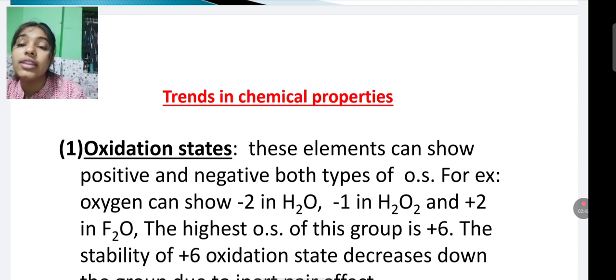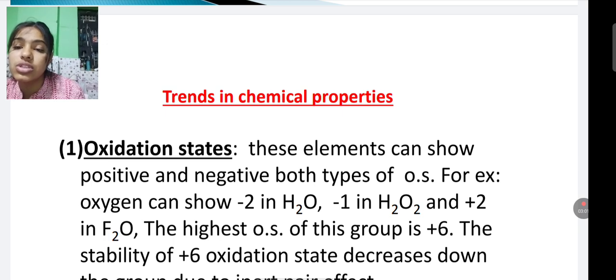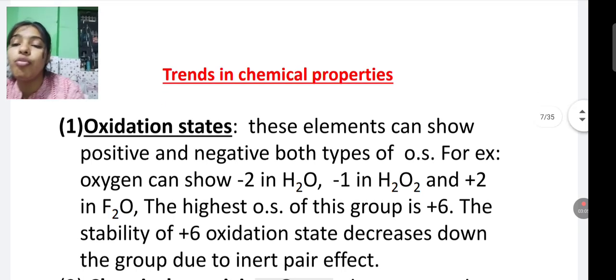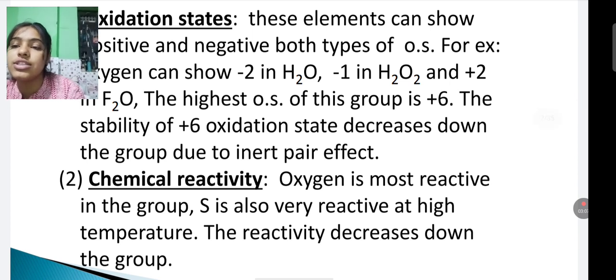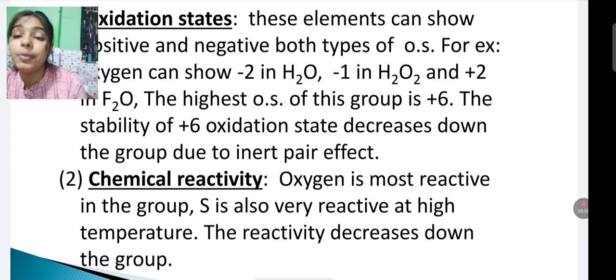Oxidation state. These elements can show positive or negative both types of oxidation state. For example, oxygen can show -2 in H2O, -1 in H2O2, that is hydrogen peroxide, and +2 in F2O. The highest oxidation state of this group is +6. The stability of +6 oxidation state decreases down the group due to inert pair effect.